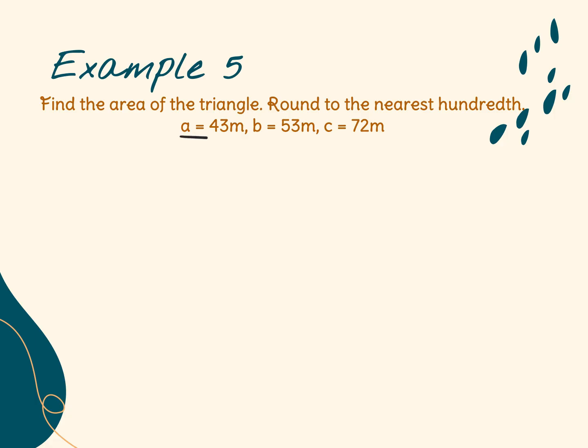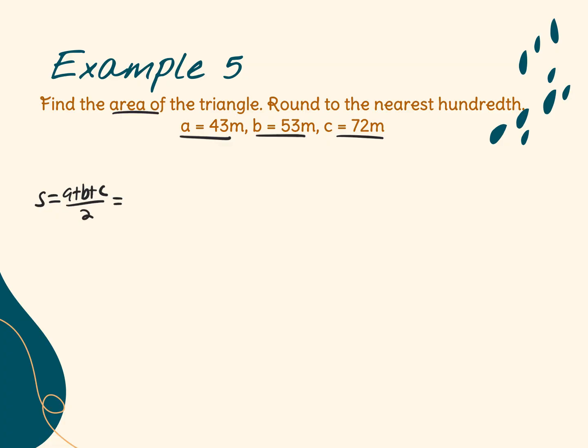Okay, so we have all three sides here, A, B, and C. We just want to find the area. We don't necessarily have to draw this one just because we don't really need to know anything about our angle measurements. We're not really looking for any of that. The only thing that we're looking for is the area. So you're going to first find S, which we just said is A plus B plus C over 2.